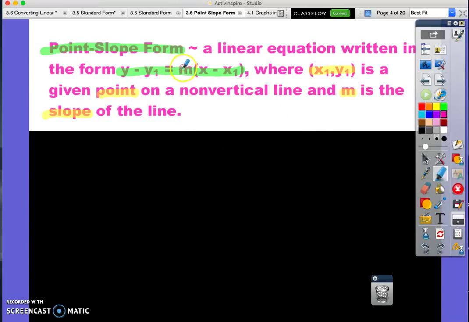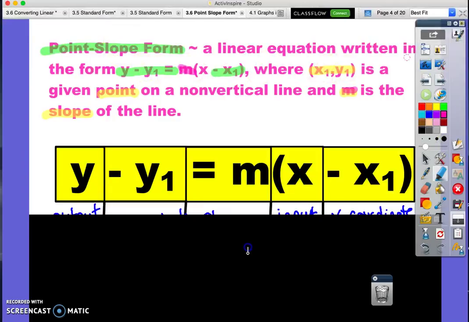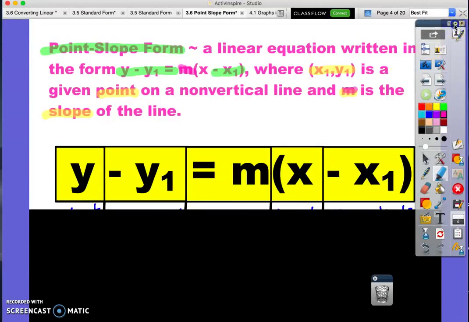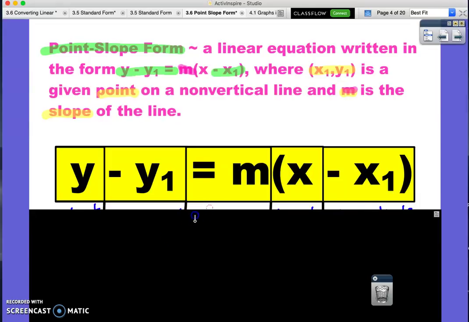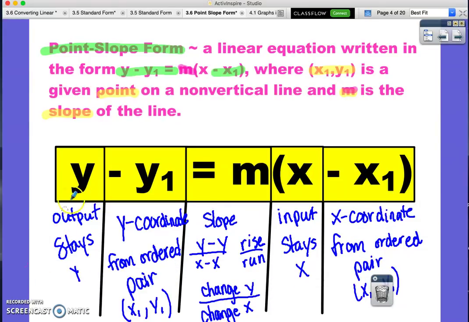So again, m is the slope of the line, just like before, and the point, the x1 just replaces the x, and the y1 replaces this y right here. Okay, so when you are in your flippable, we can write these things. So y stays y, just like this x stays x.